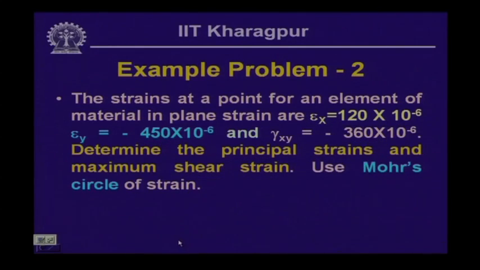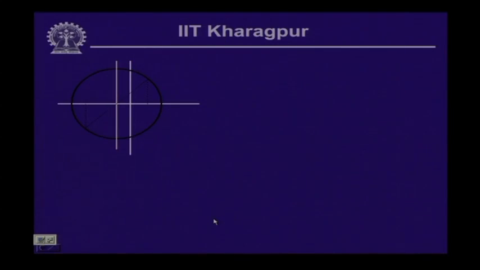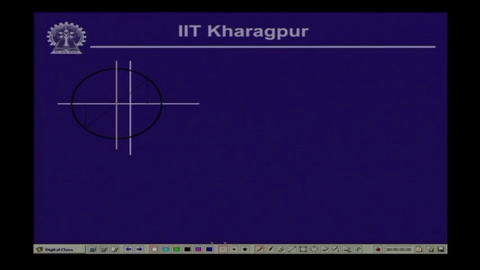Now, we plot the Mohr's circle based on the values given here. Note that we have the value of epsilon x equal to 120 into 10 to the power minus 6. We have epsilon y, which is equal to minus 450 into 10 to the power minus 6, and we have gamma xy, which is equal to minus 360 into 10 to the power minus 6.